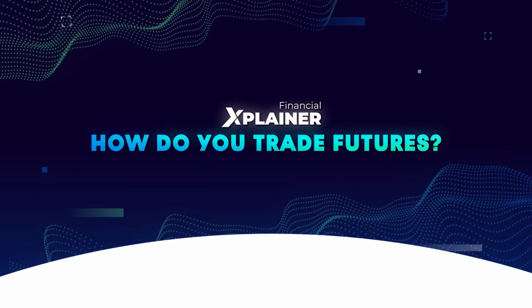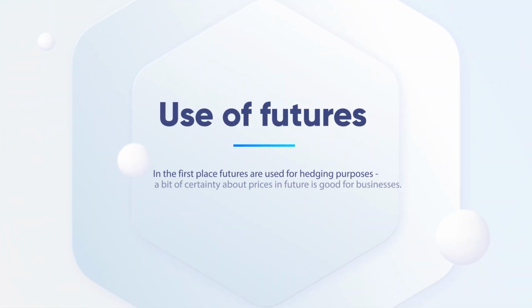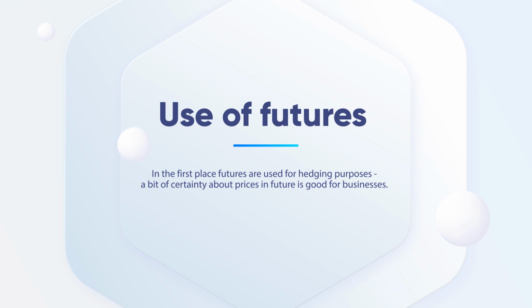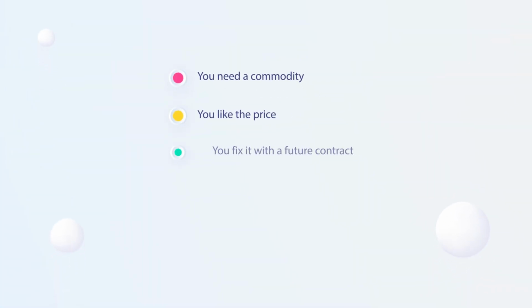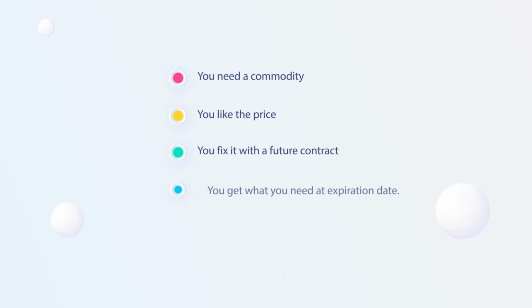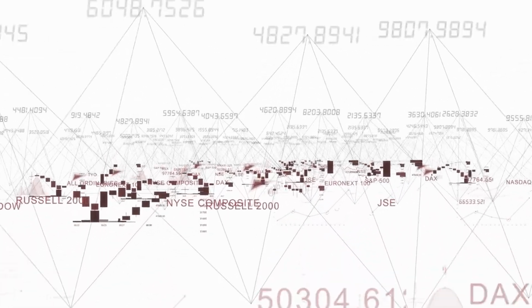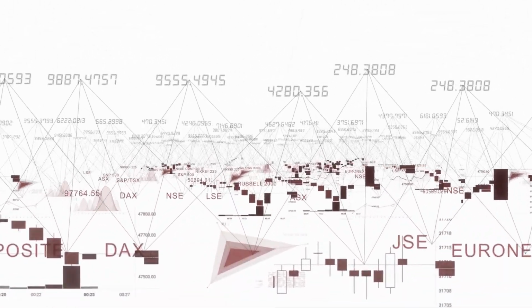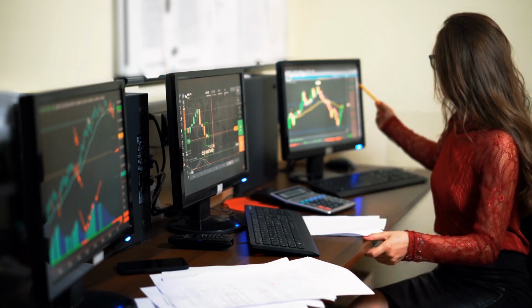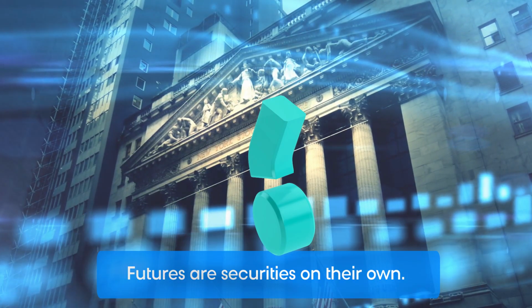In the first place, futures are used for hedging purposes. A bit of certainty about prices in the future is good for businesses. You need a commodity, you like the price, you fix it with a future contract and you get what you need at the expiration date. However, there is another way of getting profit from futures. For those who don't want to actually buy assets, futures are securities on their own.